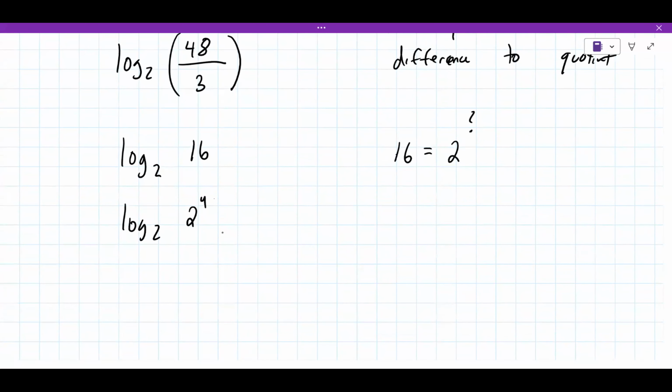Yes, and then what did we do with the exponent in the first problem that we did? We put it in front. Yes, so it becomes 4 times log base 2 of 2, which is just 4, right? Just 4, yeah.